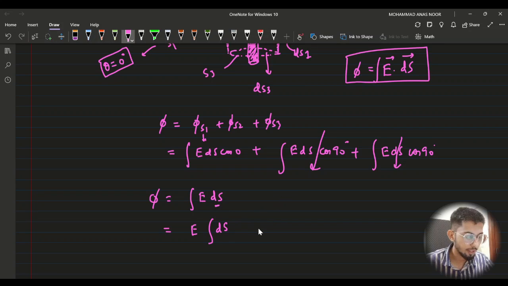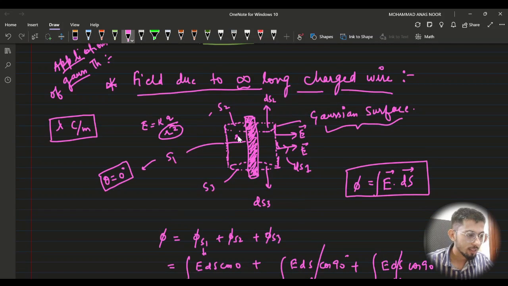And what would be ds here? You tell me. ds would be the curved surface area of the cylinder, isn't it? And what is the curved surface area of a cylinder? 2 pi r l. Do you remember this? From 10th grade. What is L? L is the length, and r is the radius.